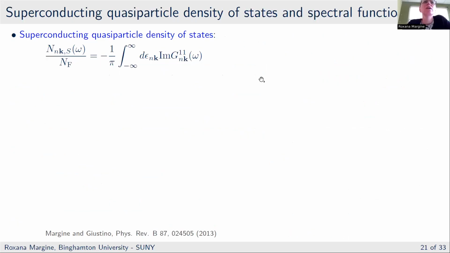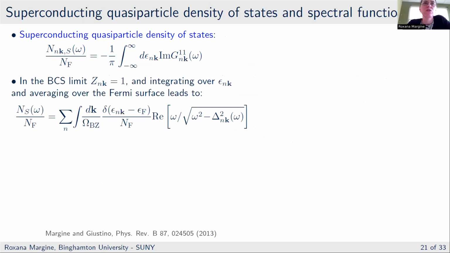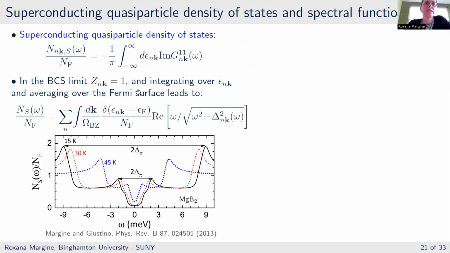As I said, we can also compute the superconducting quasiparticle density of states if we use the imaginary part of the diagonal Green's function. This is, for instance, the quasiparticle density of states in the case of MgB2. As you can see here, there is a gap around the Fermi level, and this is the gap due to the pi states. Then we have an additional gap since MgB2 is a two-gap superconductor, due to the sigma states. This quasiparticle density of states was computed for different temperatures, and it can be compared with experimental data.